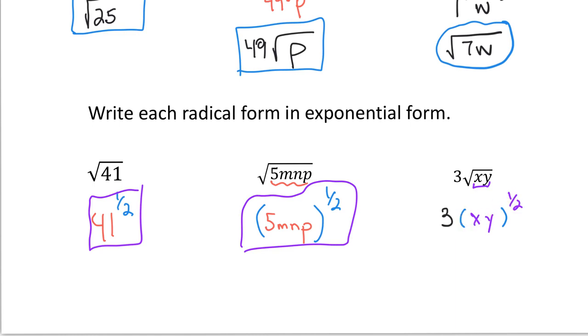If you guys distribute, remember you can multiply the exponents. The x will have exponent of 1/2, y will have an exponent of 1/2, and since they both have exponent of 1/2, they go inside of the radical. 3 has an exponent of 1 here. So my radical form is here.